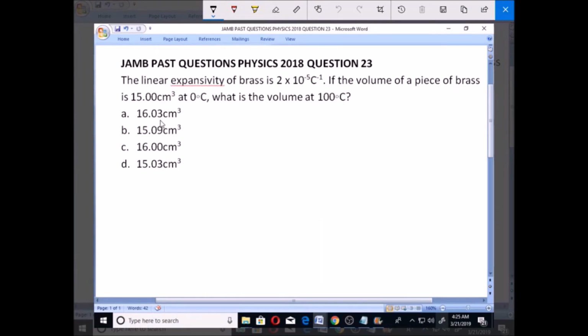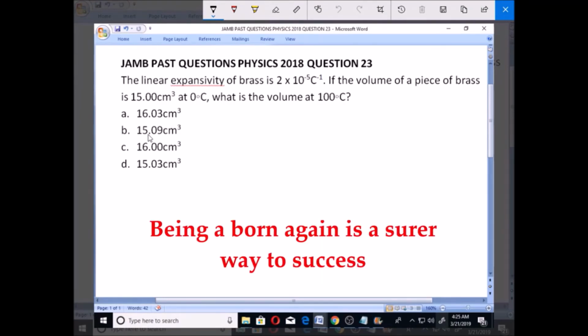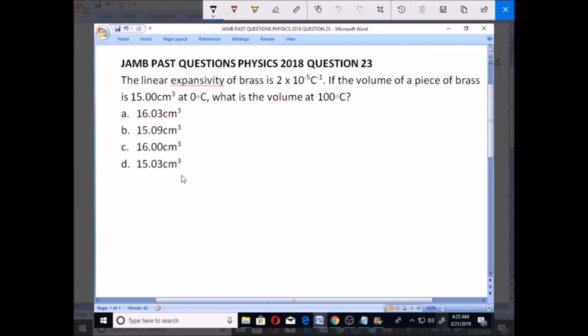A. 16.03 cm cubed, B. 15.09 cm cubed, C. 16.00 cm cubed, D. 15.03 cm cubed. Now, for us to be able to appreciate this question, we need to know what the linear expansivity formula states, or what cubic expansivity is. Whenever you're talking about volumes of expansion, we are talking about cubic expansivity or volume expansivity.